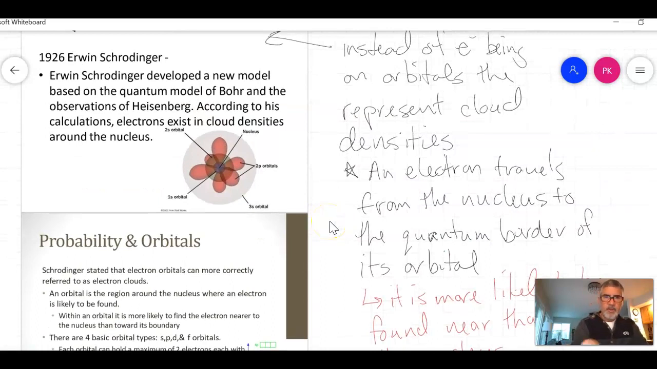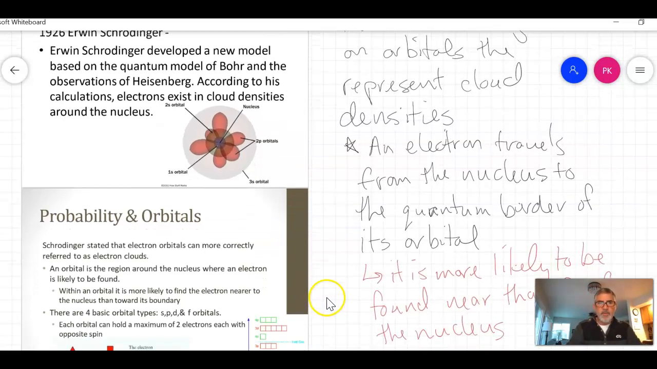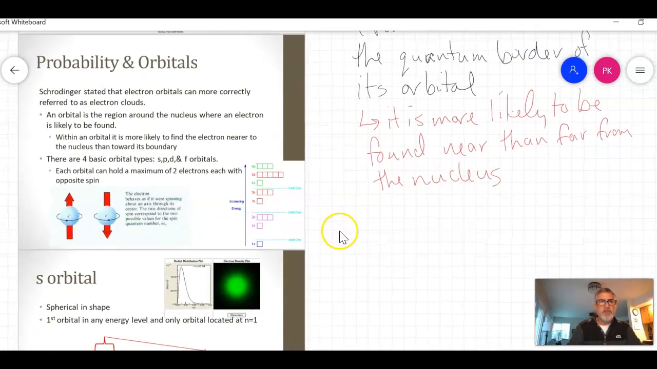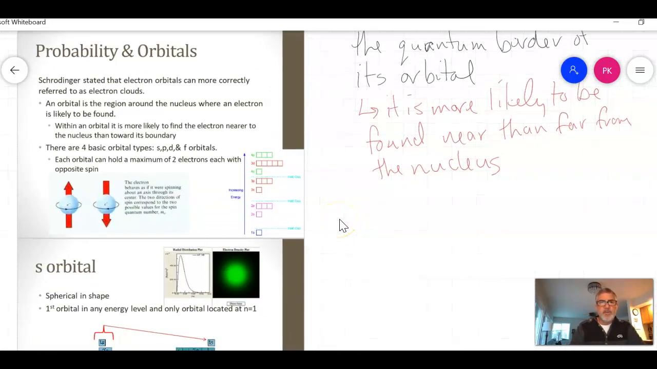Now, if you look at his orbitals, they have different shapes and different paths. Another problem with Bohr's model was that it was one-dimensional, and we're not one-dimensional, we're three-dimensional. So Schrodinger came up with probabilities in orbitals to occupy all space in three dimensions. So we'll transition from what we've done to probabilities in orbitals. Schrodinger stated that orbitals can be more correctly referred to as electron clouds, an orbital being the region around an electron.